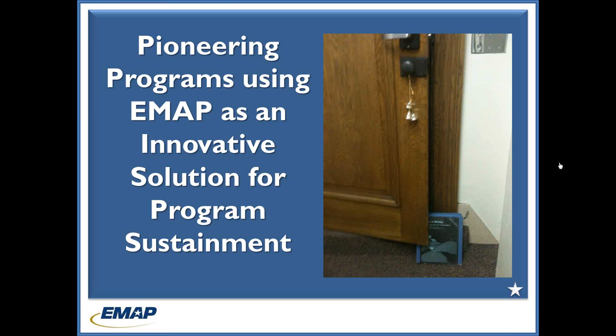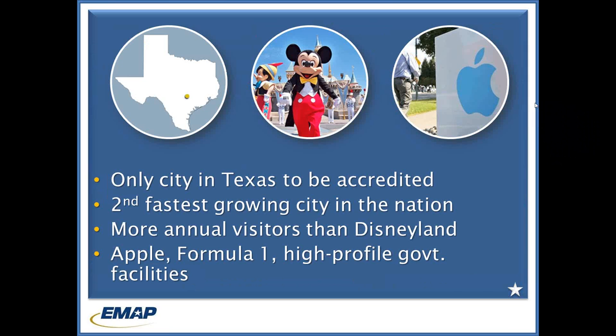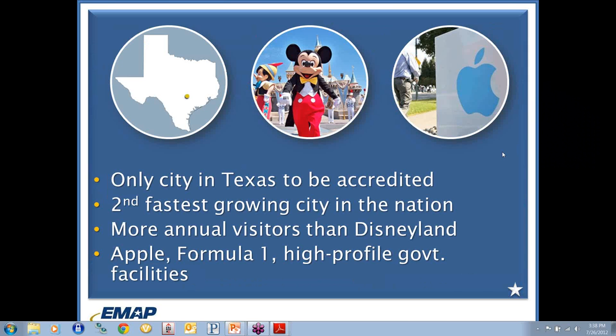Okay, well, we don't have any questions at this time, so let's begin hearing from our first panelist, Mr. Otis J. Lanton, who I mentioned earlier is the Director of the City of Austin Office of Homeland Security and Emergency Management. And hold on just one second, Otis, and I will unmute you. Are you there, sir? Yes, I'm here. Okay, there you go. Thank you.